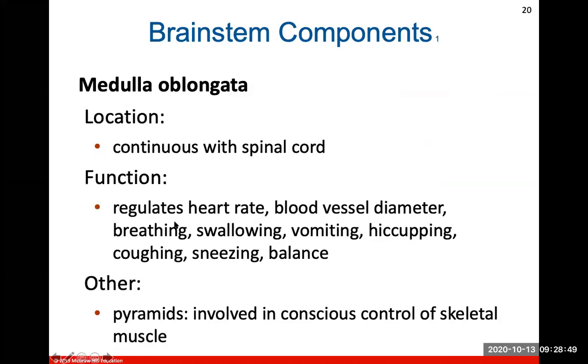The medulla oblongata is continuous with the spinal cord. It functions to regulate your heart rate, blood vessel diameter, breathing, swallowing, vomiting, hiccuping, coughing, sneezing, and balance. The pyramids within the medulla oblongata are involved in conscious control of skeletal muscle.